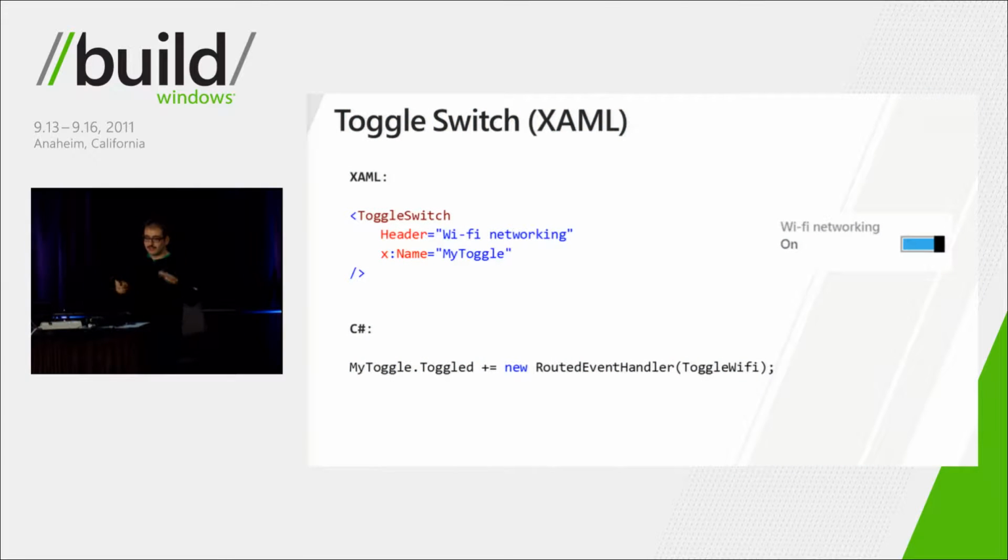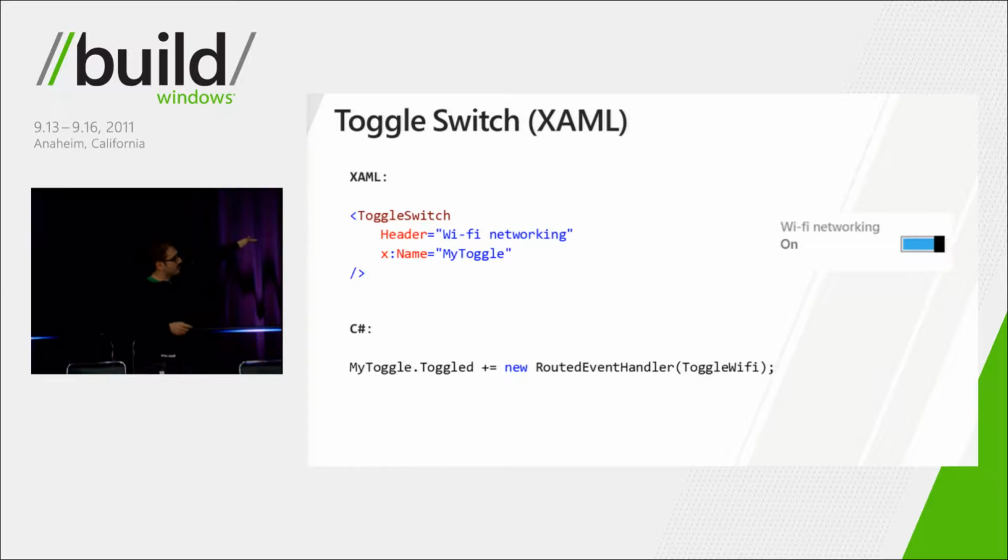All right, so let's look at some actual examples of the code just to refresh ourselves on what this actually looks like. So here's the standard XAML syntax that we have for the toggle switch, which is one of the new controls in Windows 8. For those of you familiar with this, that first line where it says toggle switch, that's how you declare the control you want to have in your markup there. I want a toggle switch. That second line there where it says header equals Wi-Fi networking, that's defining a property on the control.